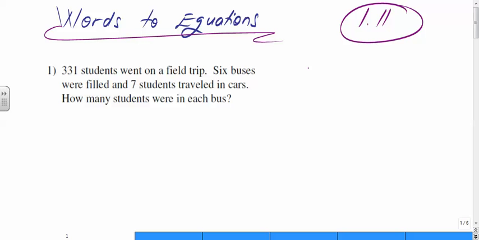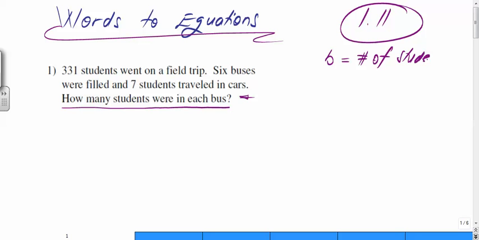And as usual, remember we talked about this in class. When you have a problem to solve, first of all, see what you are asked to find. For this problem, we're asked to find how many students were in each bus. This is definitely one of our unknowns, one of our missing data. We don't know how many students are in each bus. As a start, you can say, let's have B as being the number of students in each bus.